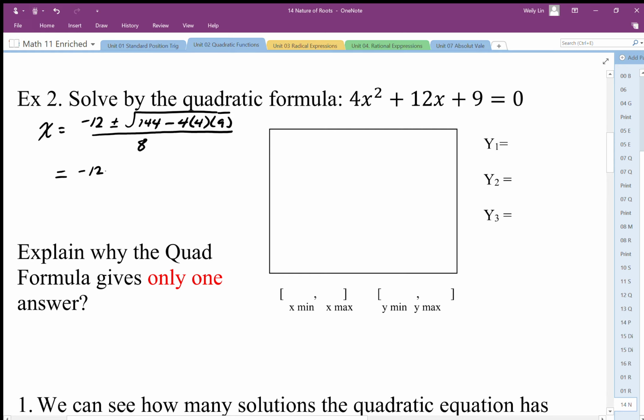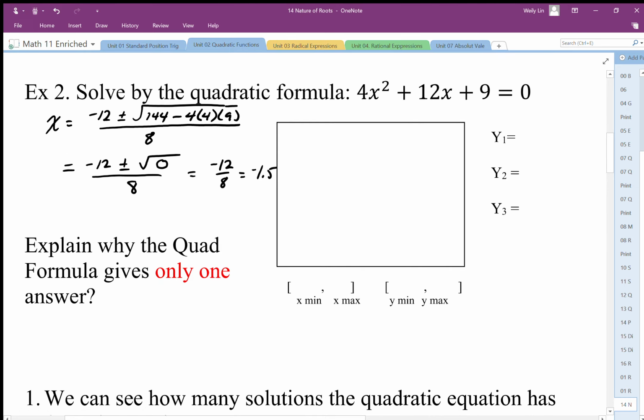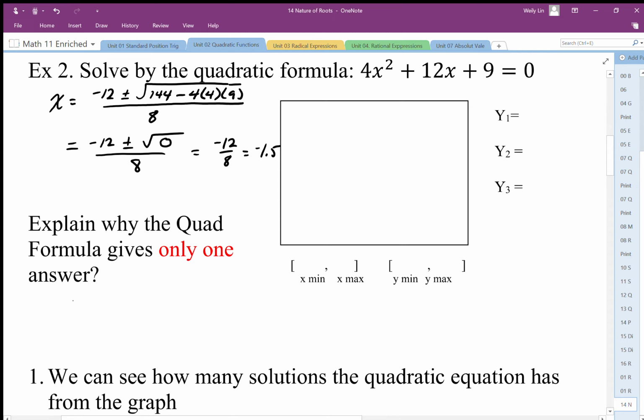Simplifying this, I get negative 12 plus minus, 4 times 4 times 9 is 144. So we end up with square root of 0. And normally we get two solutions. The plus minus usually gives us two solutions. But because we're adding and subtracting 0, really we only have one solution, and that is at negative 12 over 8, or negative 1.5. So why does the quadratic formula only give us one answer? Well, we only get one answer because we are plus minusing the square root of 0, which only generates one solution.